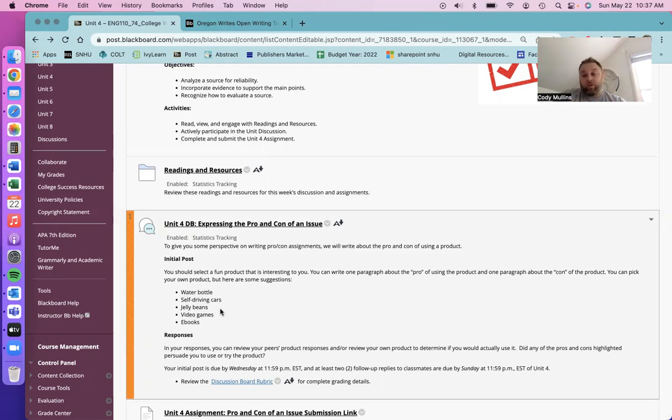And so what you're going to do is write 2 full paragraphs. One outlining the pros of using a specific product, right? And then the cons of using that same product, right? It can be something that you're familiar with, something that you're using, right? So the suggestions here, a specific water bottle or a self-driving car or jelly beans or video games or ebooks, those are very generic suggestions, and you by no means have to choose one of those. It can be literally anything, right?